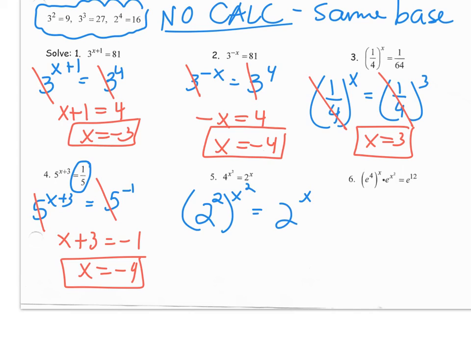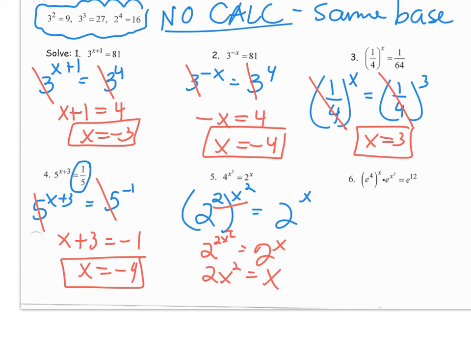Now, remember the property: if I have an exponent raised to an exponent like this, I multiply them. So now I have 2 to the 2x squared equals 2 to the x. When I drop the bases, now I have an x squared problem.